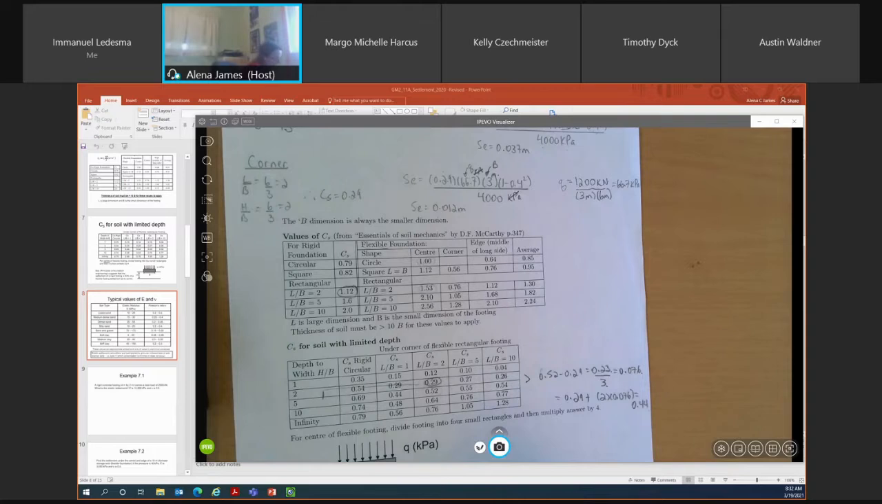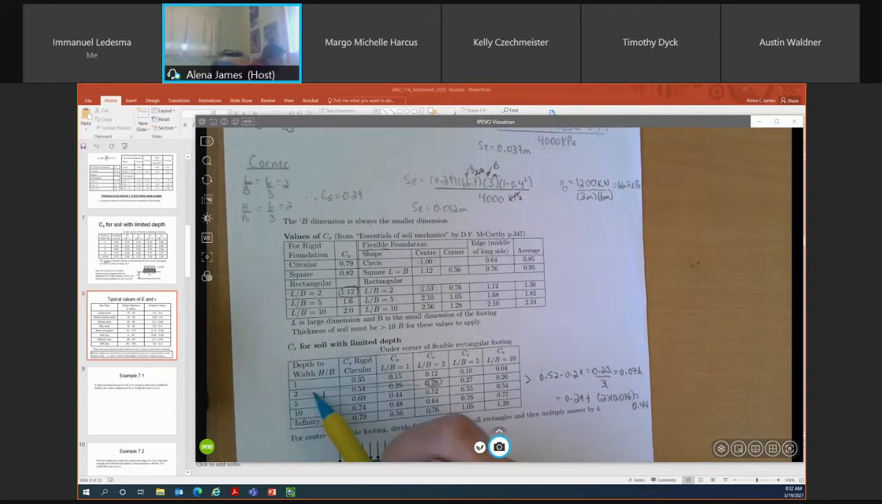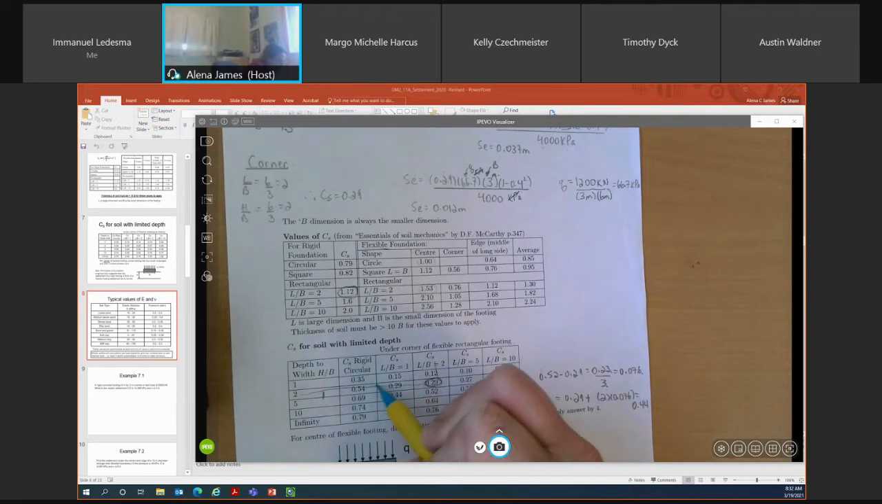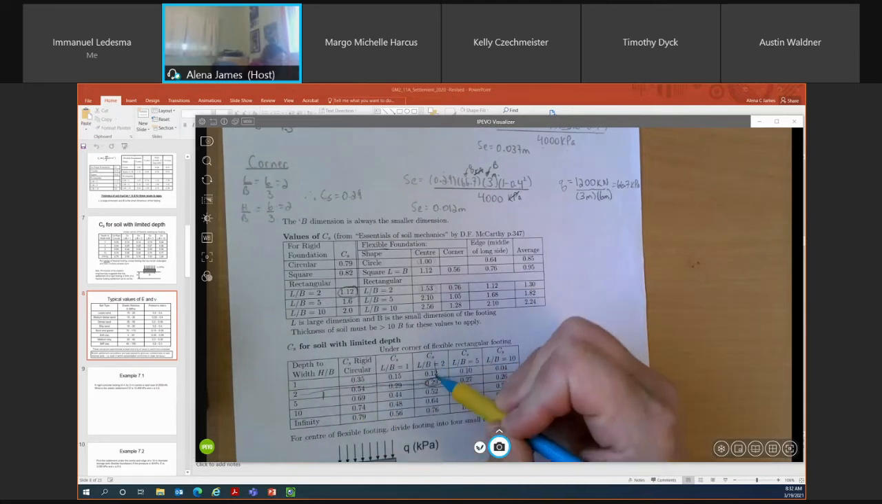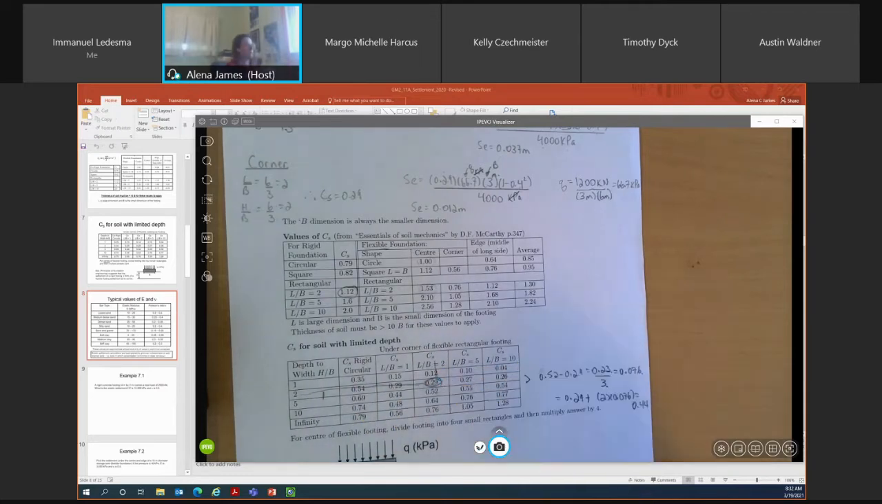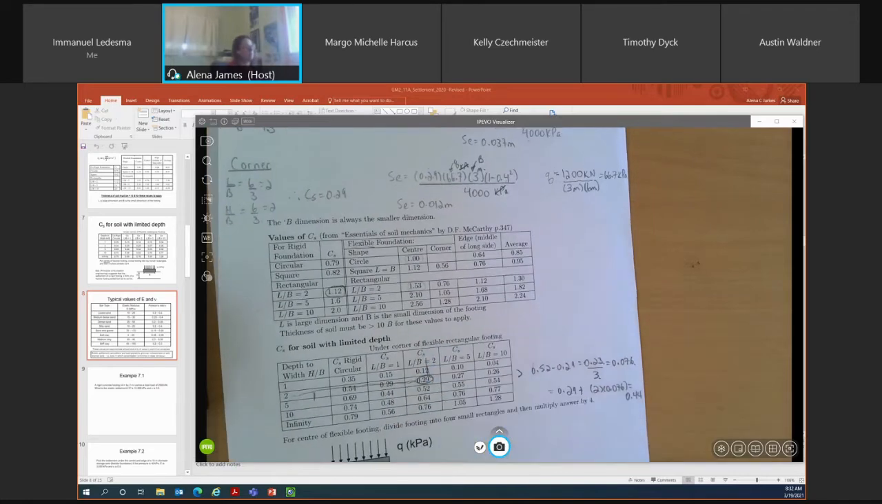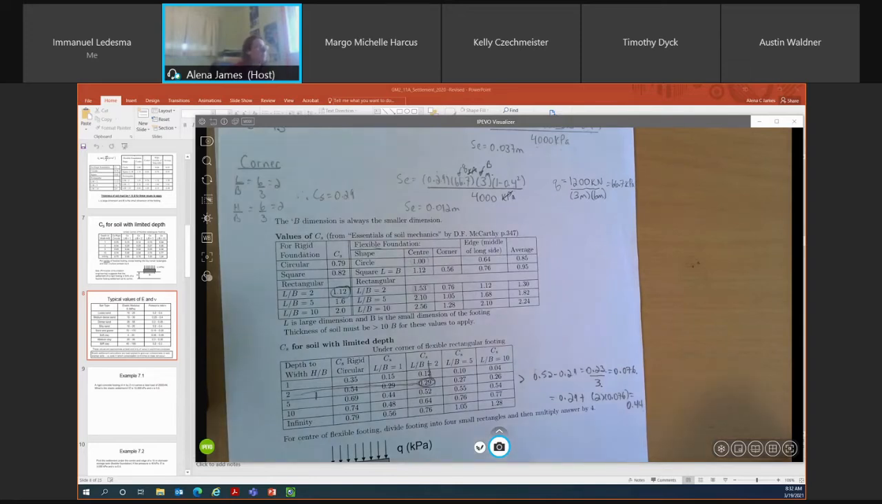So we can use this table here. If we know H over B is 2 and L over B is 2, we know that our factor value, or our CS value, is 0.29, because that's where our two lines intersect. Again, I'm drawing similarly to what I demonstrated yesterday: a horizontal line from our H over B value, and where that intersects with the vertical line from L over B, that's our CS value. So our CS value in this instance is 0.29.